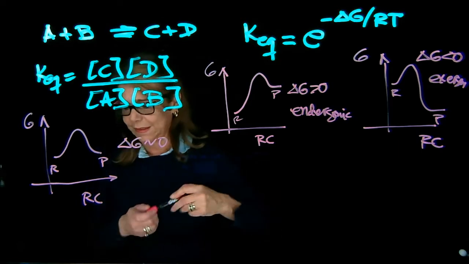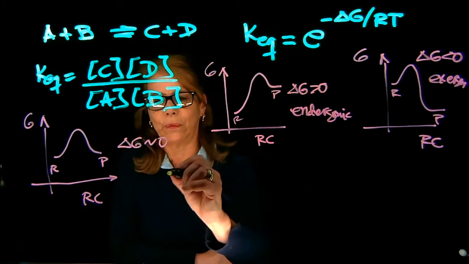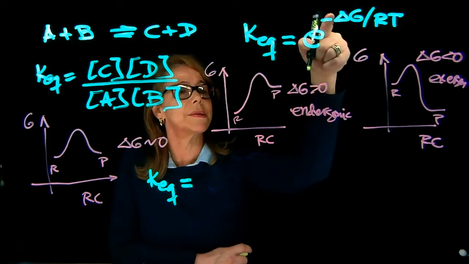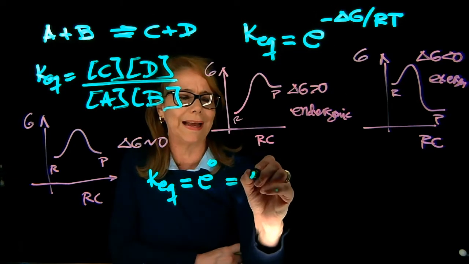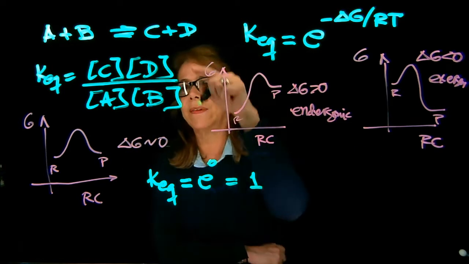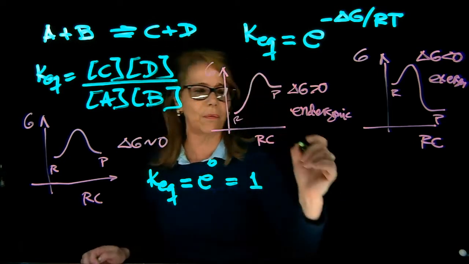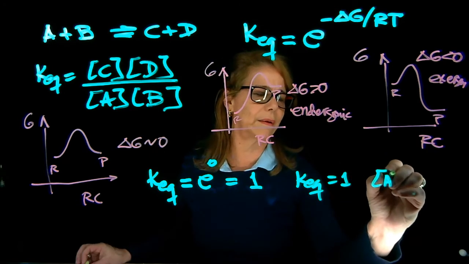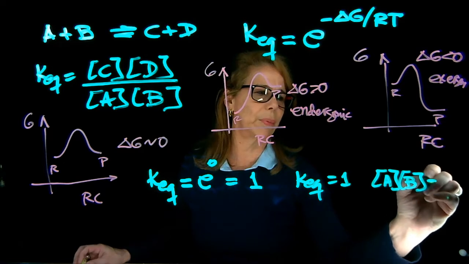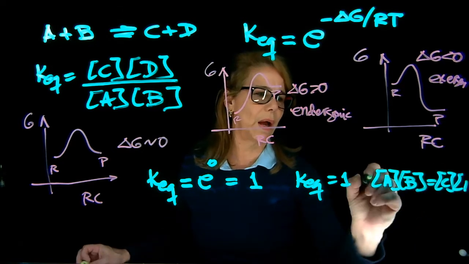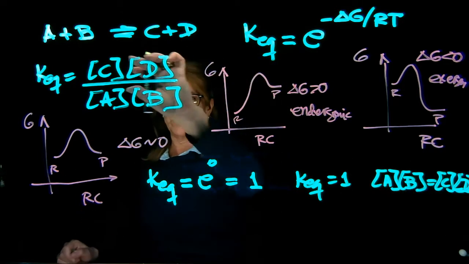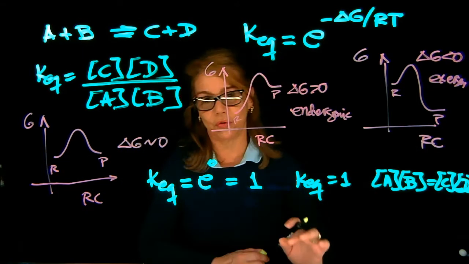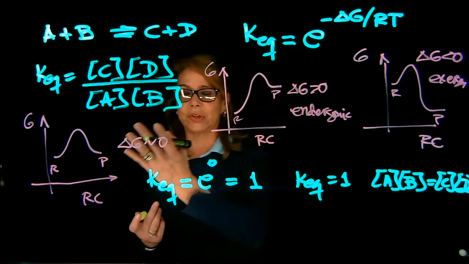If delta G is 0, when we go to the equation above, K of equilibrium will be e to the 0, which is 1. So if K of equilibrium is 1, it means we have about the same concentration of the reactants and the products. That's what that means. So at equilibrium, we will have about the same concentration of reactant and product.